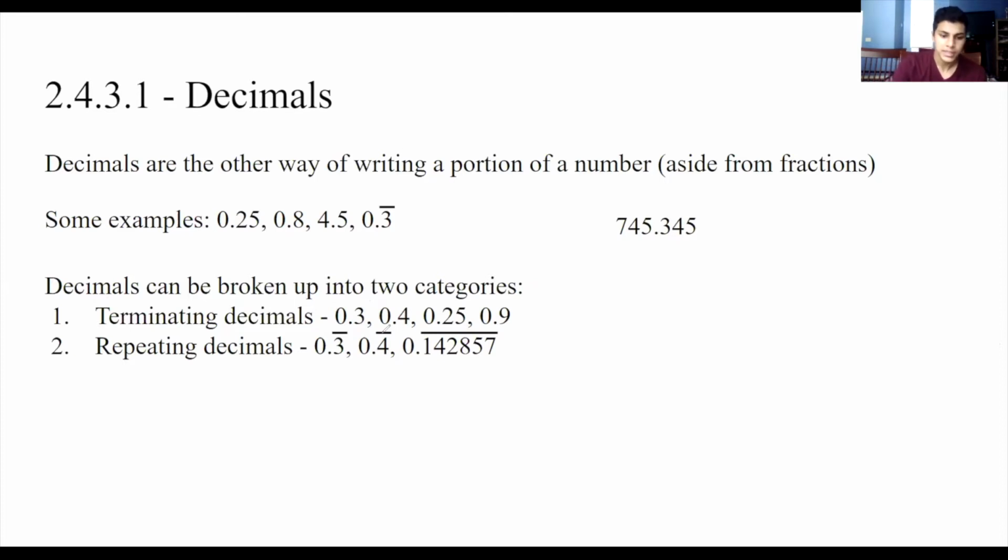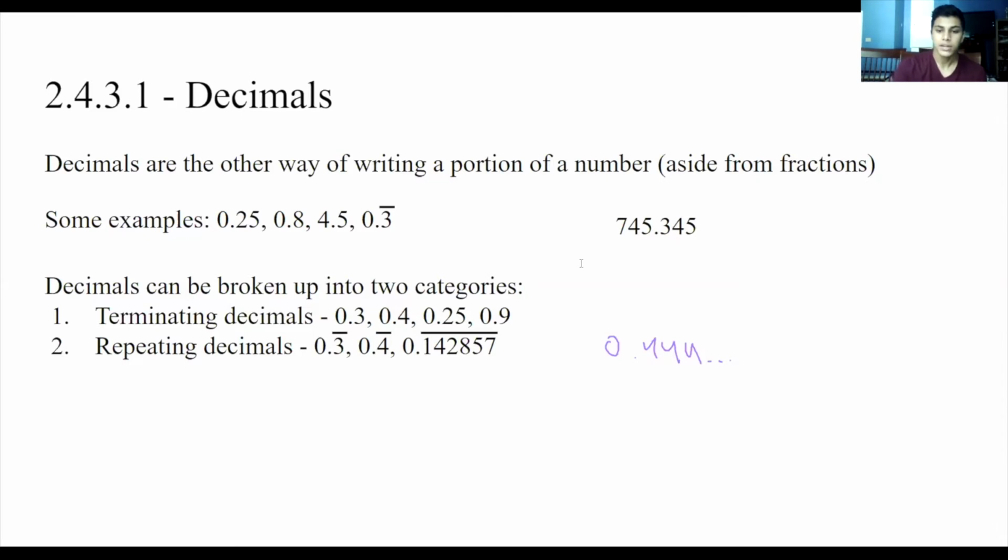But what this one means, 0.4 bar, is 0.444, and so on. And then 0.142857 bar, which might seem a little random, but this is actually a really common repeating decimal. This means 0.142857, 142857, and so on.